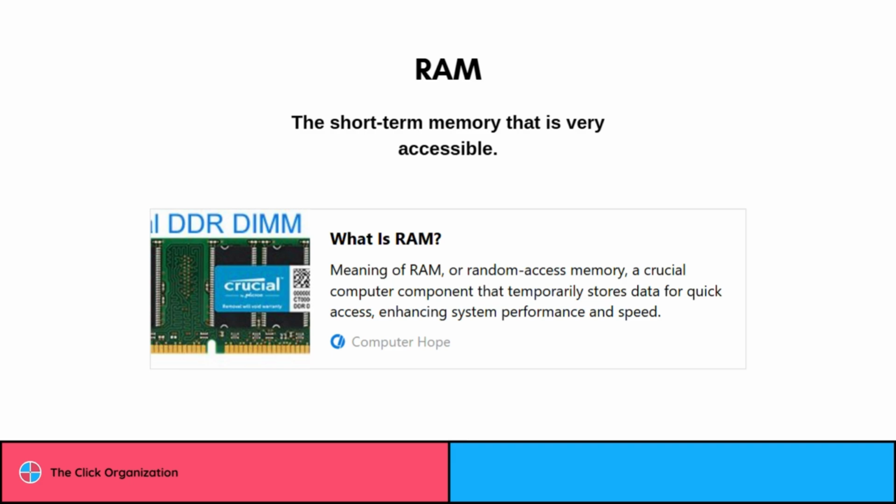But to have a more accessible memory, we have RAM, which is the random access memory, and it is the short-term memory that stores everything, and it's very accessible, but it's short-term, not long-term.